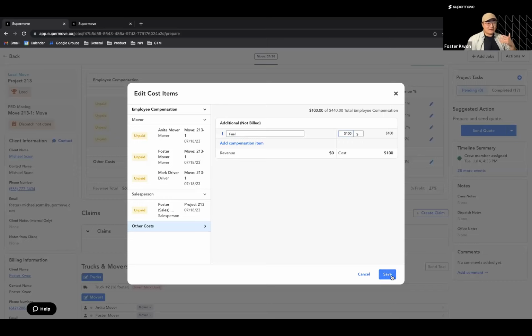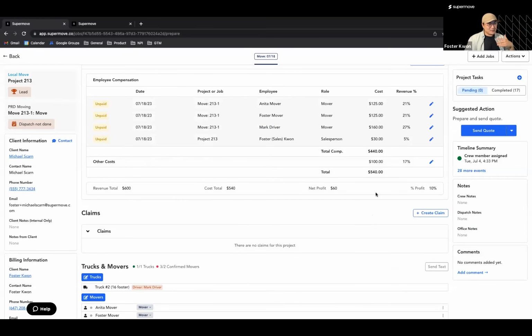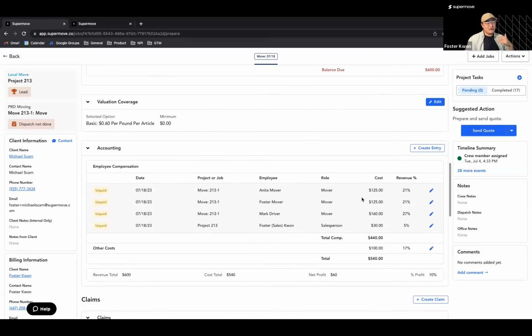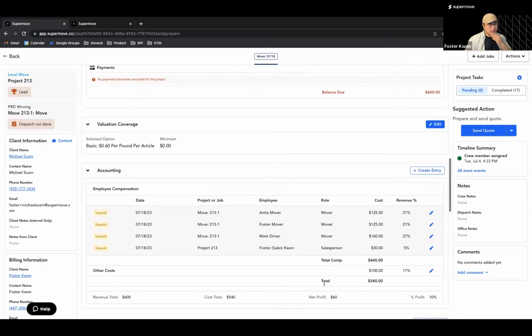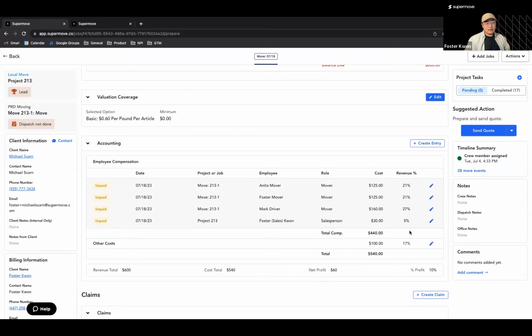I'm up in Canada and gas is pretty expensive. I don't know how crazy it is down in the States, but let's assume I need to include gas. Well, look at this. Suddenly that profit's dipping pretty badly. We're down to 10%. What this gives you is a picture so that you can quickly calculate what levers you should be pulling to help increase that profit.